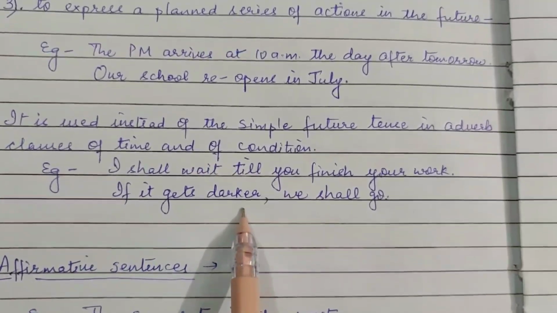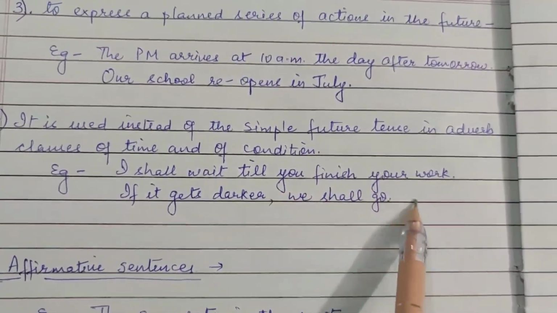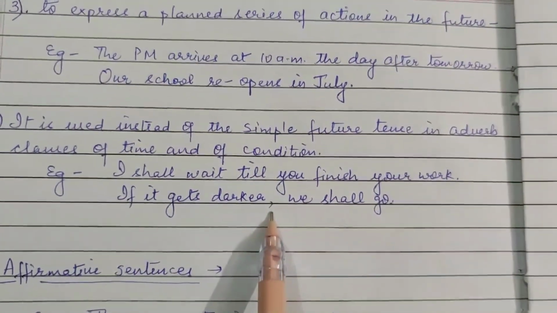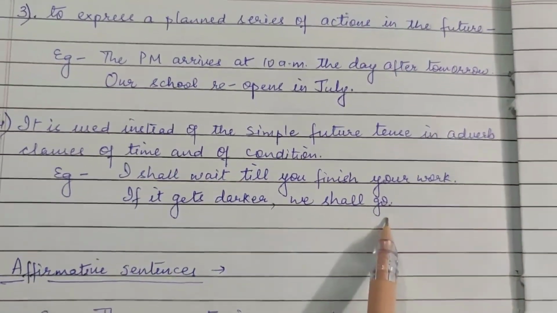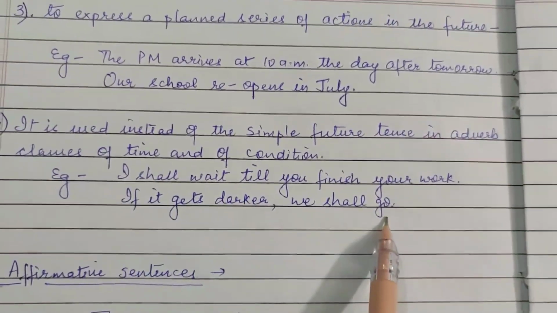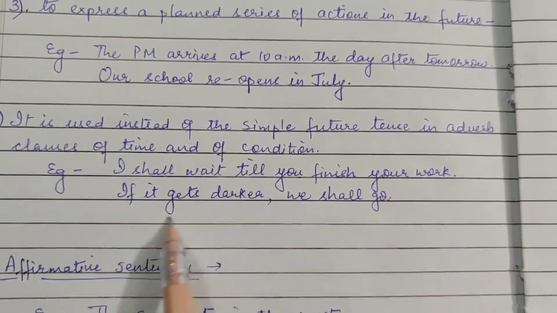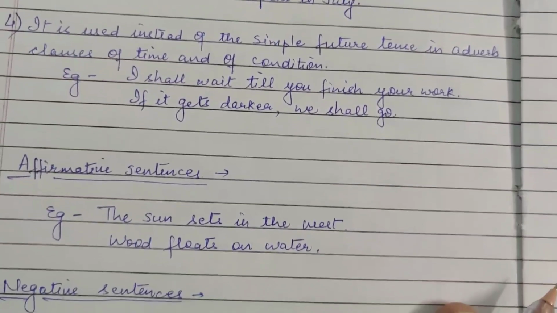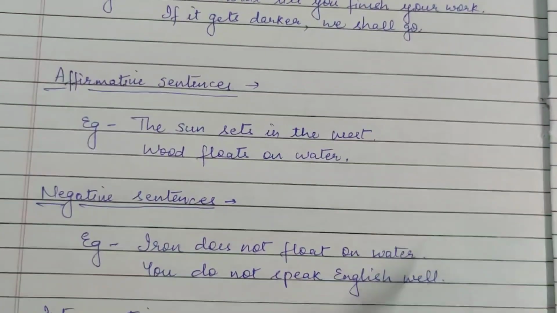If it gets darker, we shall go. So "we shall go" is the main clause here, and then we have "if it gets darker." So when will we go? If it gets darker. This is the condition of us doing this work. Okay, so the condition of the work done. So an adverb clause of condition always comes in the present tense, simple present tense. So now let's move forward.